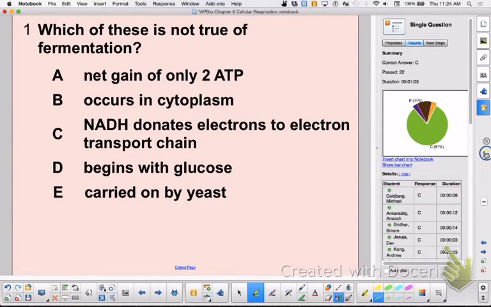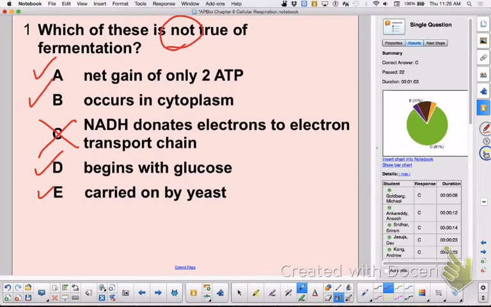So which of these is not true? Whenever you see a question like that, you assume all are true, and you just have to find the lie. Is there a net gain of only 2 ATP? Yes, that's true. Does it occur in the cytoplasm? Yes. Do we have an electron transport chain? No. We did substrate level phosphorylation. We did begin with glucose, and it can happen with yeast. So that's that one.